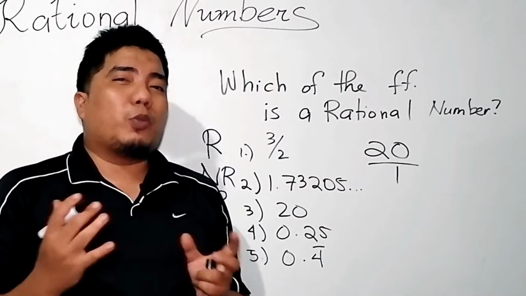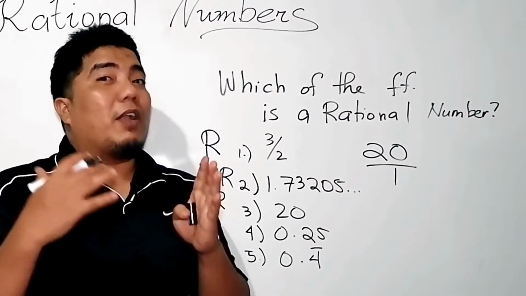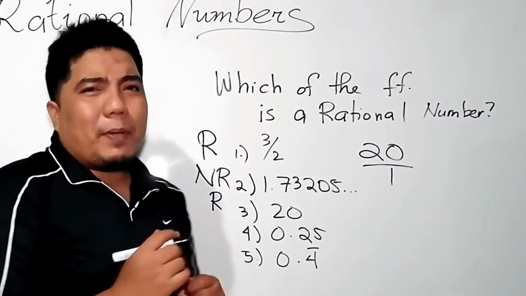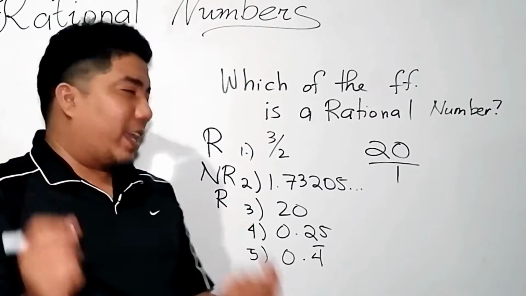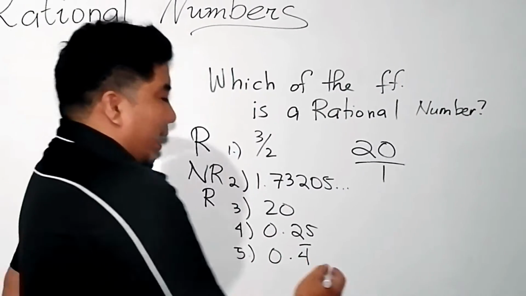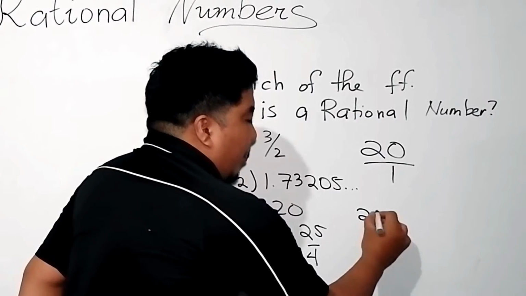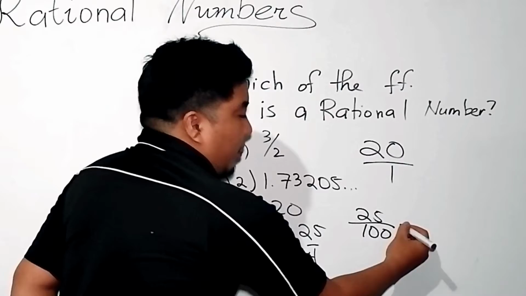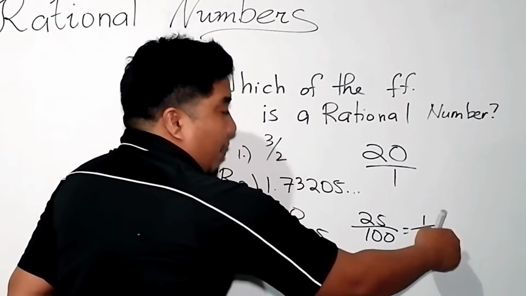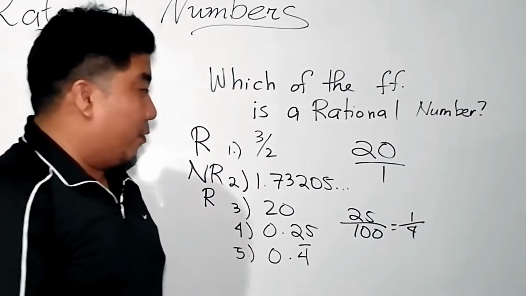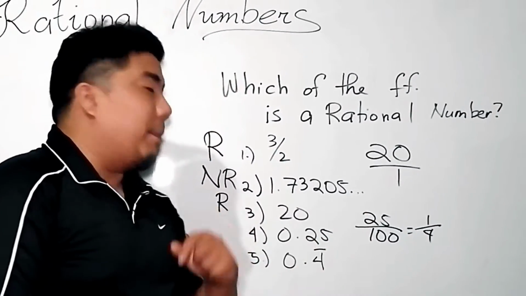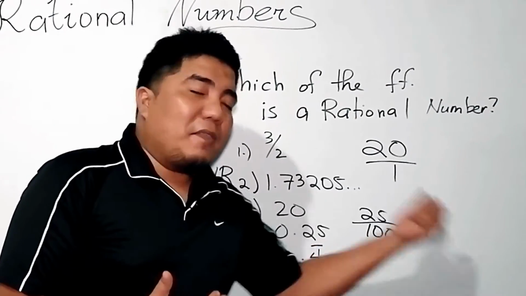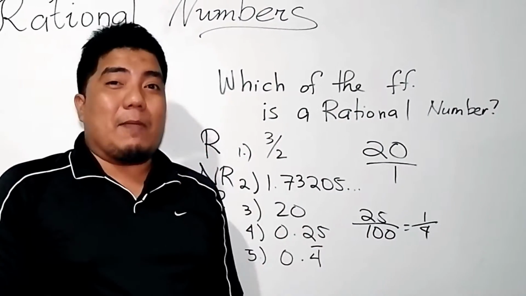Now, you can convert 0.25 into a fraction. If you are successful, then it can be called a rational number. Remember that 0.25, or 25 hundredths, can be converted into 25 over 100. If you reduce this to its lowest terms, it becomes 1/4. And if you convert 1/4 into a decimal, it becomes 0.25. Therefore, 25 over 100, 1/4, and 0.25 are just the same.